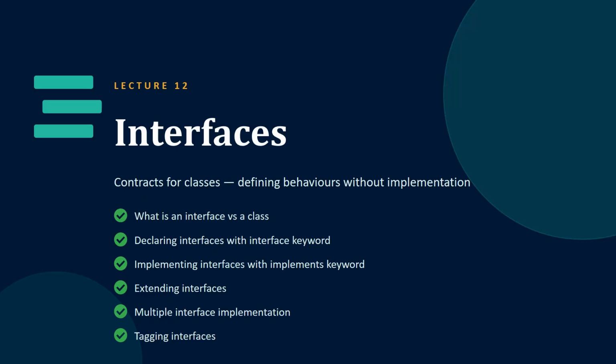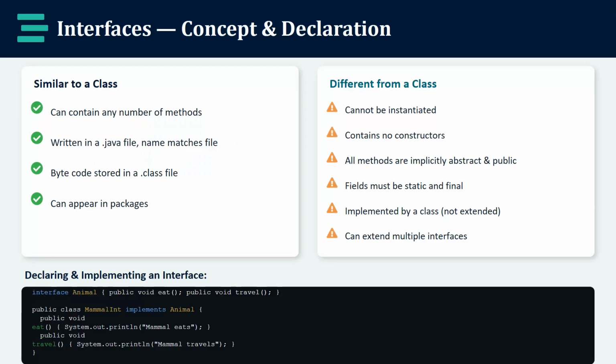So what is an interface versus what is a class? How do you declare interfaces with the interface keyword? How do you implement the interfaces with the implements keyword? How do you extend interfaces? How do you do multiple interface implementation? And how do you use the tagging interface? So interfaces are concepts. Let's look at the concepts and the declaration of these.